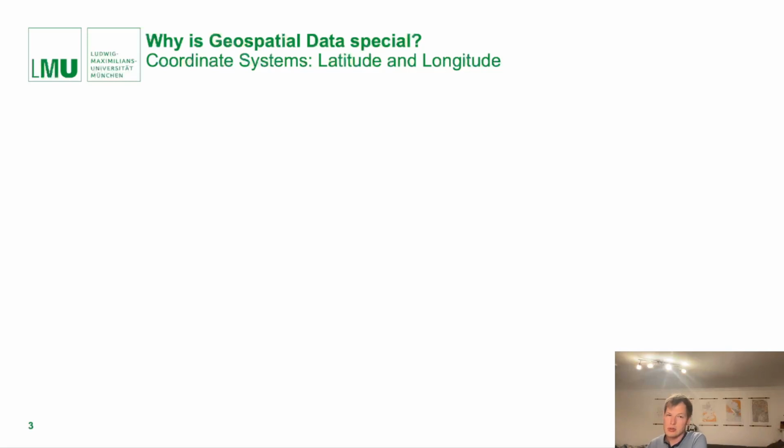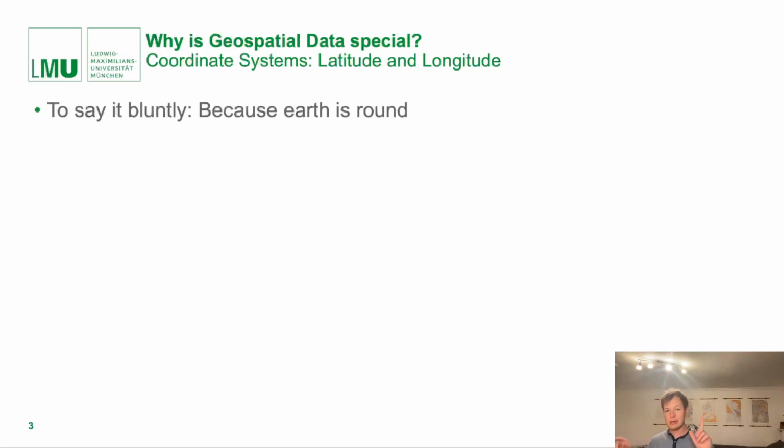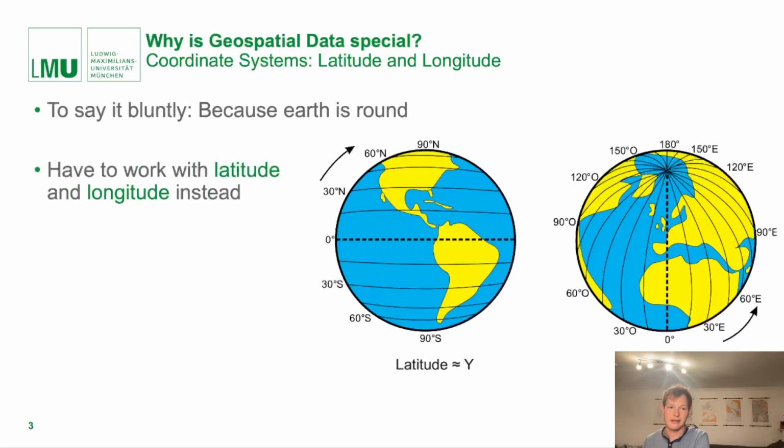Next up, what makes geospatial data special? Why is it not just the same as any other form of data, besides linkage to the real world? To say it very bluntly, because Earth is round, that makes it a bit more complicated sometimes to work with geospatial data, just because of the coordinate system that we have to use for it. We can't just use a normal Cartesian coordinate system, because we have to map it somehow to this ball, or this round ellipsoid. But of course, not a perfect sphere, sadly.